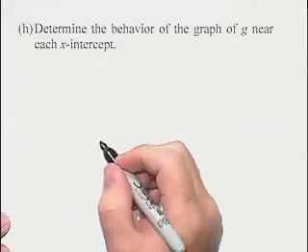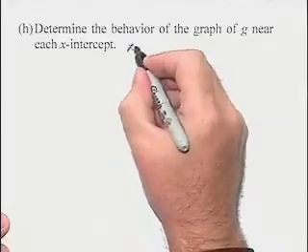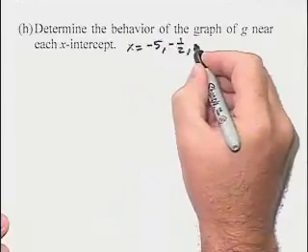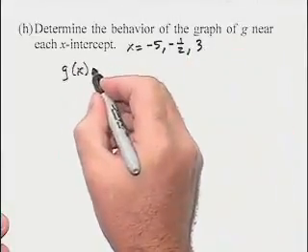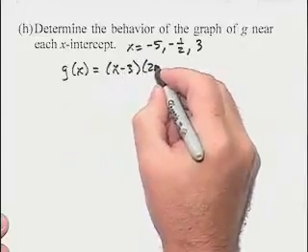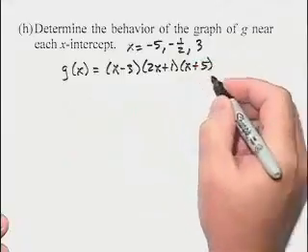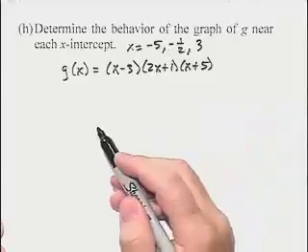In determining the behavior of the graph of our function near each x-intercept, let's first note that our x-intercepts were -5, -1/2, and 3. And that we could write our function g in factored form as x minus 3 times 2x plus 1 times x plus 5. So we look at the behavior near each of the 3 x-intercepts that we have.